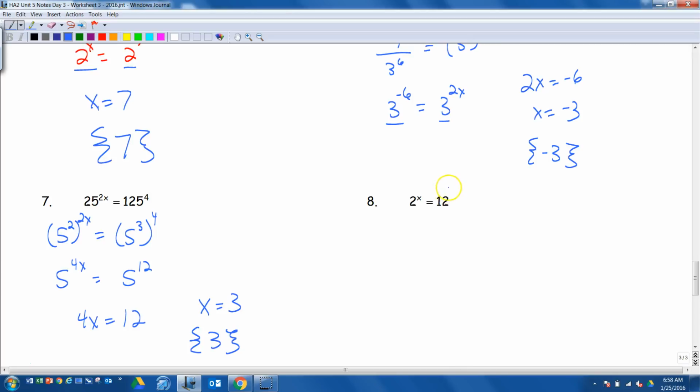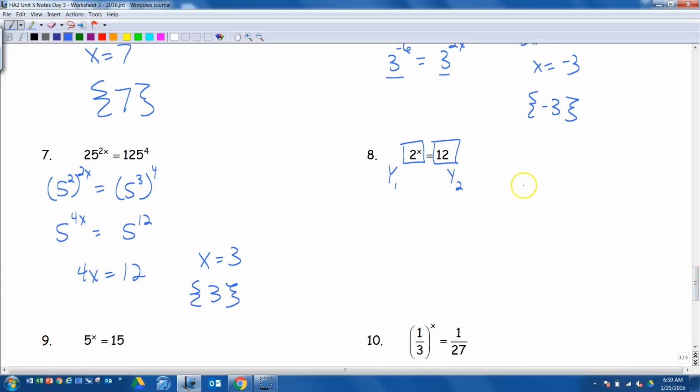8. Here's the problem with 8. 12 breaks down into 2 squared times 3. So we can't get just a 2. So when you have a problem where you cannot get the bases to match, at this moment in time, since you don't know what logs are yet, you have to use your calculator. Okay? So this would be just like those word problems we have where you're looking for the time.